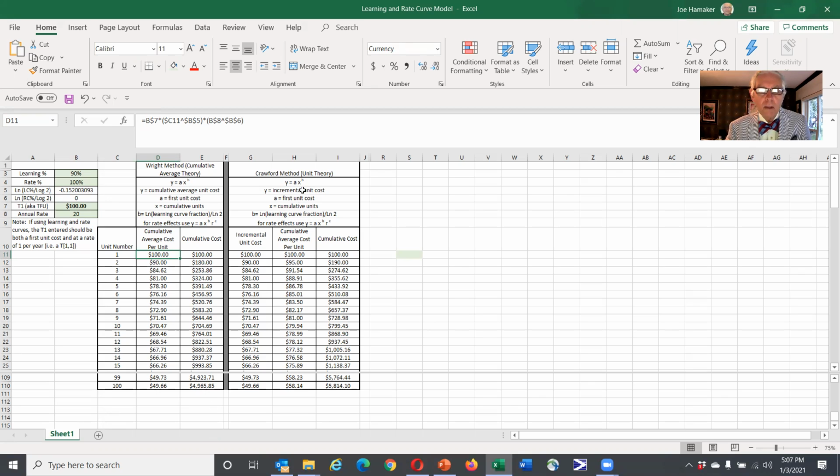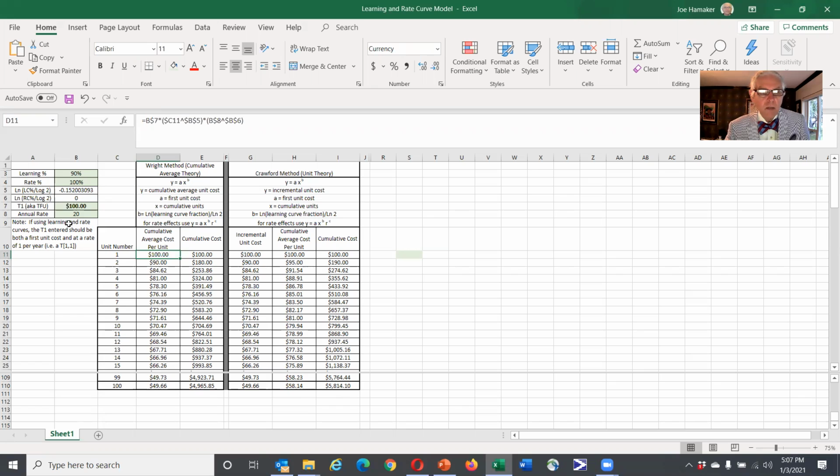Now, when we use the Crawford method, we get the cumulative average cost per unit coming down from 100 to 95, which we saw this string of numbers before, and then we have to calculate the cumulative average over here in this column. So our total average unit cost under the Crawford method is 58.14, and our total production cost is 58.14 under the Crawford method.